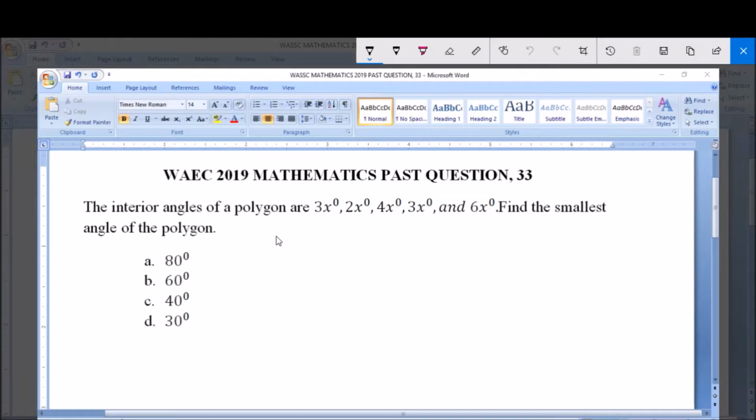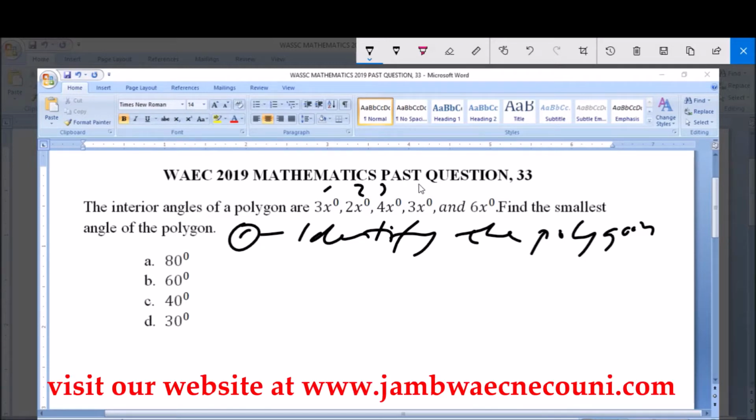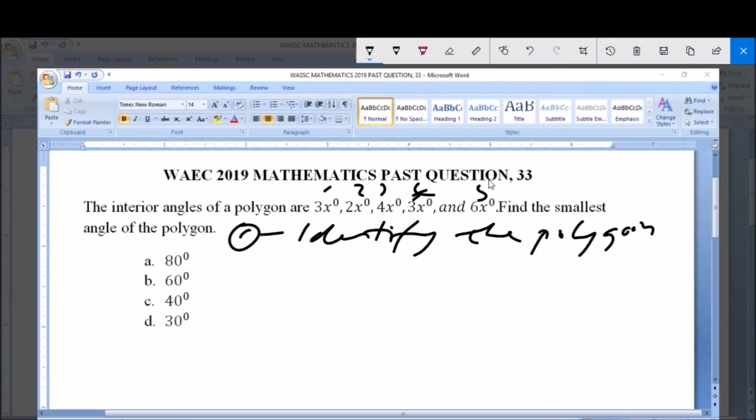Now, the first thing you do when you are given a question, the first step is to what? Identify the polygon. Our question told us that our polygon has 1, 2, 3, 4, and 5. It means our polygon has 5 different angles or 5 different sides.